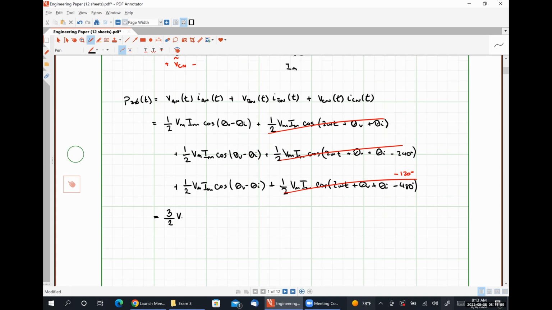3/2 Vm Im cosine theta v minus theta I. Now, what's really interesting about this is that our instantaneous power, our power as a function of time, is actually independent of time. So the instantaneous power is a constant value. Since it's a constant value, this is also the average power.